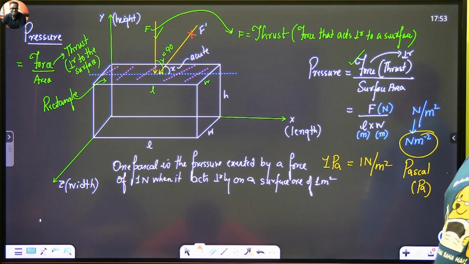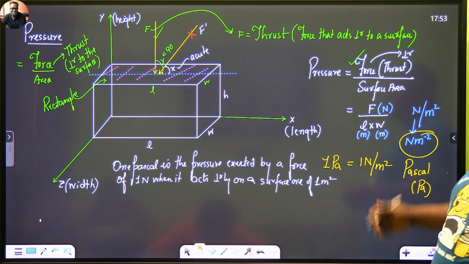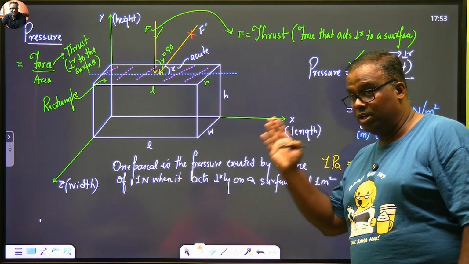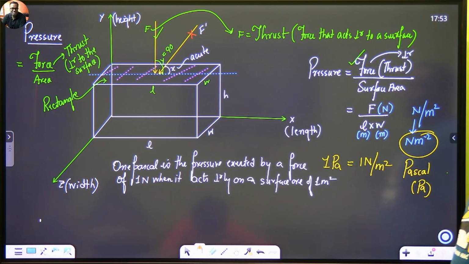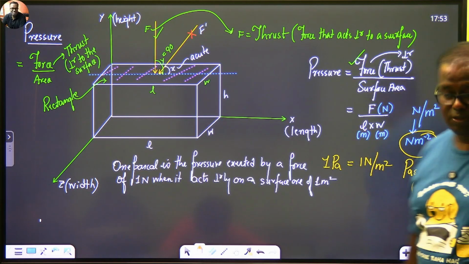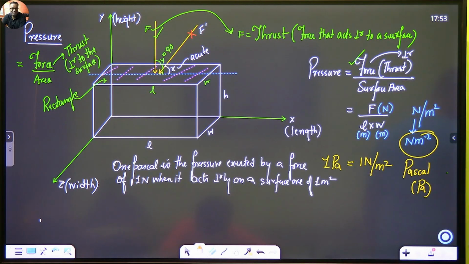Now that square's area will be 1 meter square. In fact, the table which is there right in front, that's approximately 1 meter. So if the width of the table is 1 meter, it's 1 meter square. On that, if a force of 1 Newton acts perpendicular, then the pressure is said to be 1 Pascal. All right, so take your time and nicely draw this diagram.